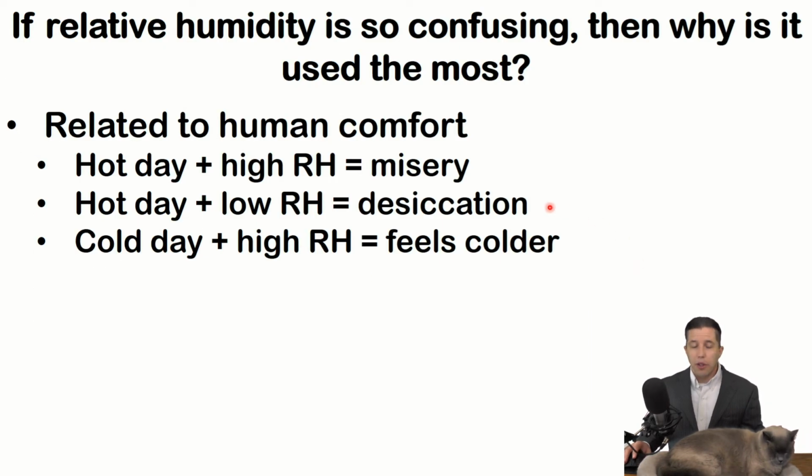What we do get in New Mexico a lot is the second one here, a hot day and low relative humidity. That produces desiccation, meaning that your skin dries out. These days, especially in New Mexico, usually occur in June, the time where we have the hottest temperatures and the lowest relative humidity, and your lips are dry, and your skin is dry, and you're itchy, all that stuff. That's because of low relative humidity. It also affects the way you feel cold temperatures as well. When it's cold and the relative humidity is high, it does feel colder to you.